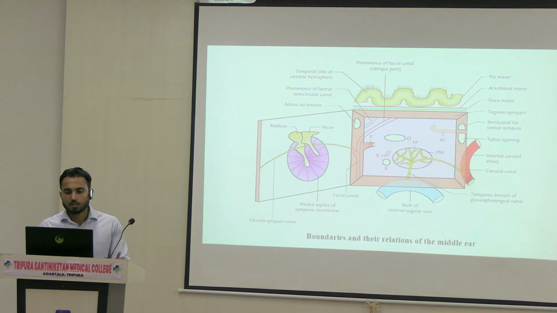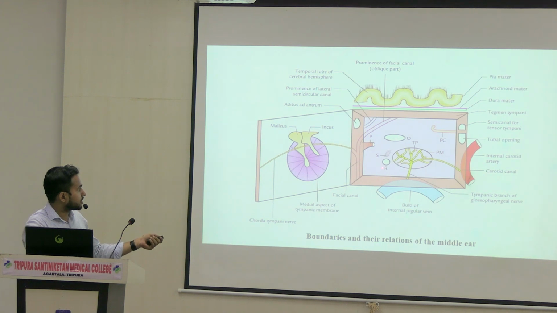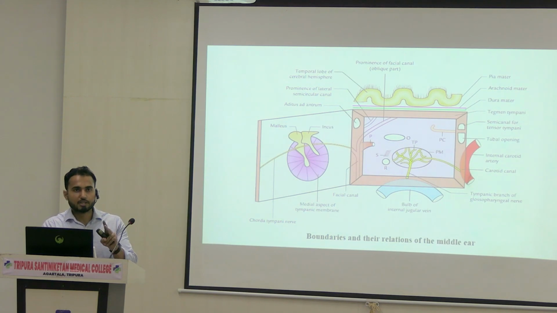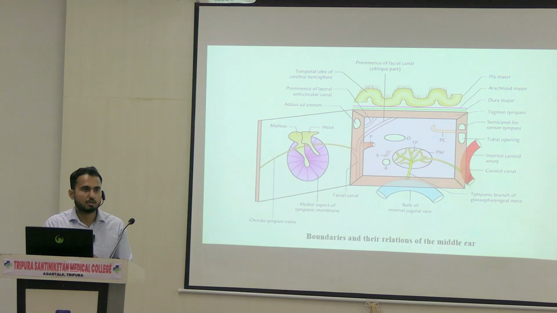Okay, next, two windows are there. This is the oval window and this is the round window, also called fenestra vestibuli and fenestra cochlea. Why is it called the oval window? Because it is oval shaped. Very simple. Why is it called the round window? Round shaped.